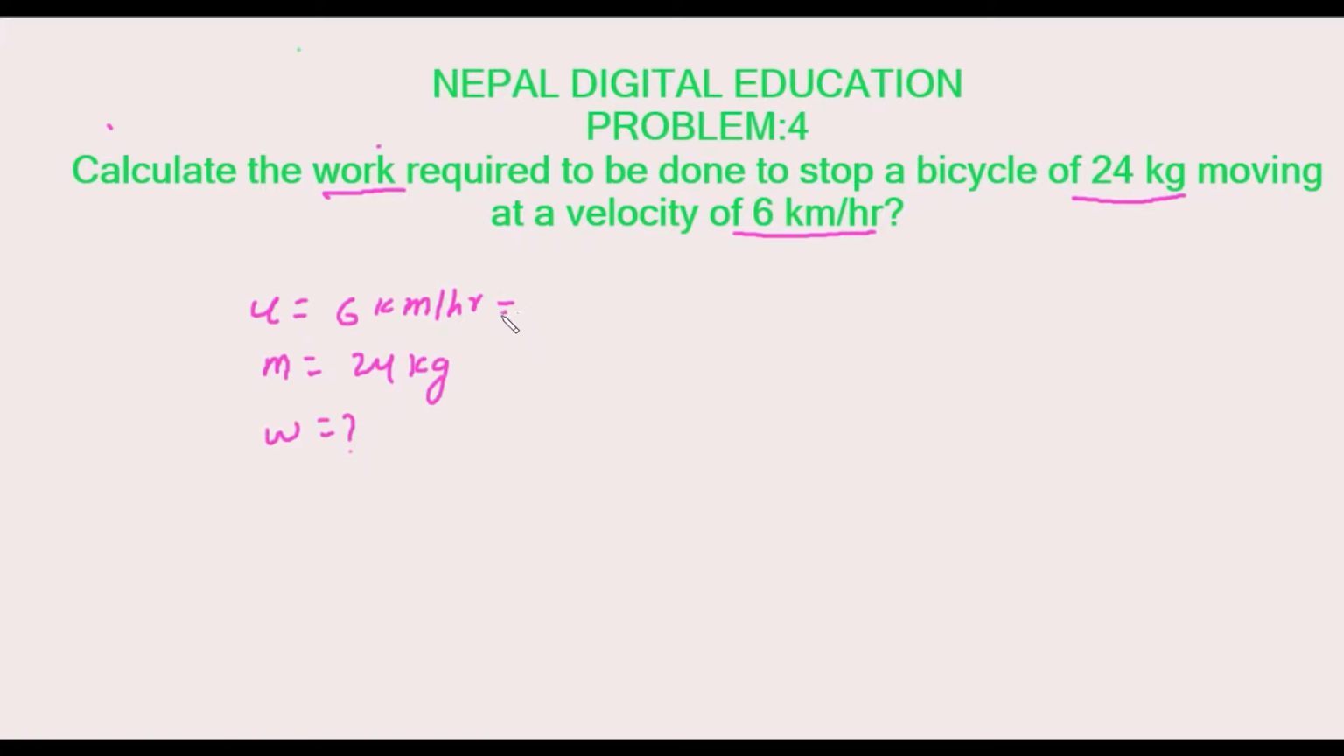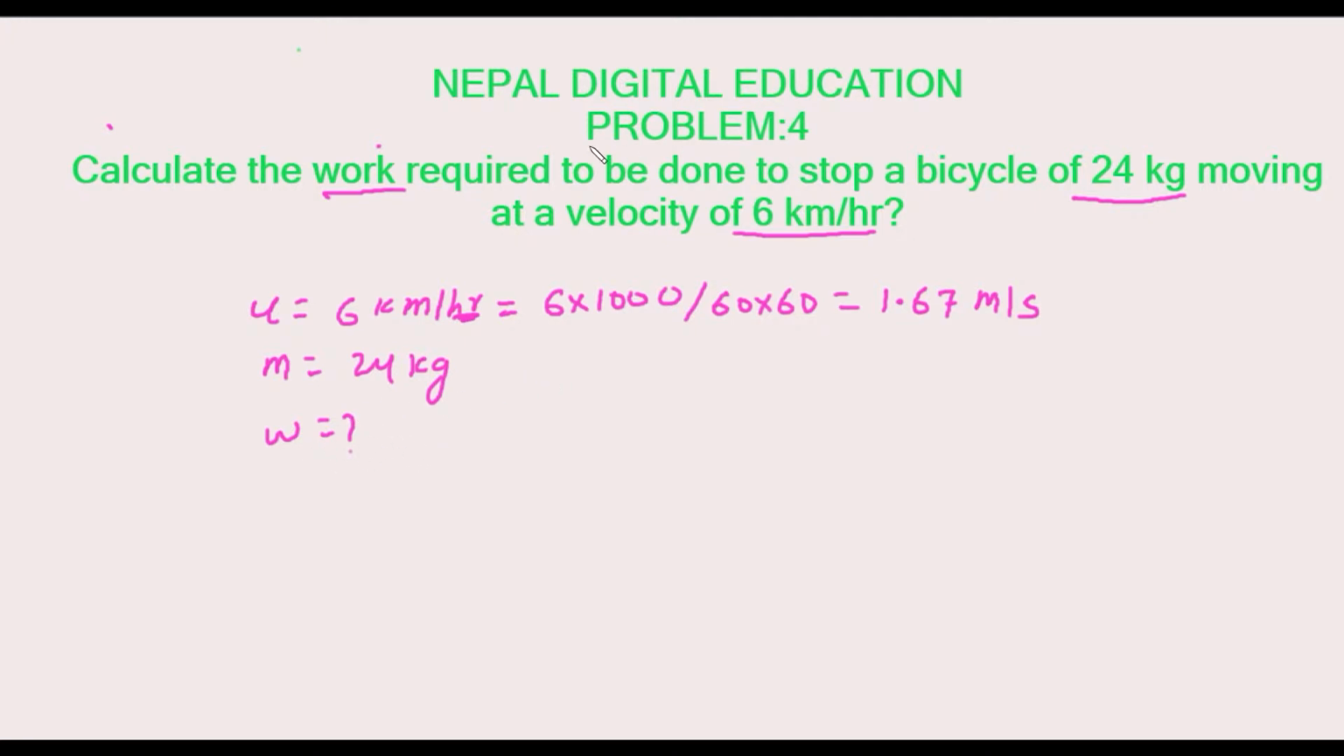First of all we have to change this into the SI system. The initial velocity is given in kilometer per hour, so we have to change it into meter per second. Kilometer, we multiply with 1000, per means divide, and this is per hour. In 1 hour there are 60 into 60 seconds. When we solve this we get 1.67, and the unit of velocity is meter per second. This is the initial velocity, this is the mass, and we have to find the work.